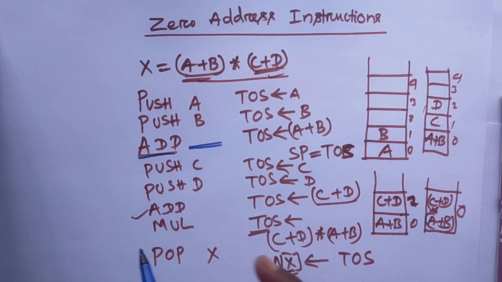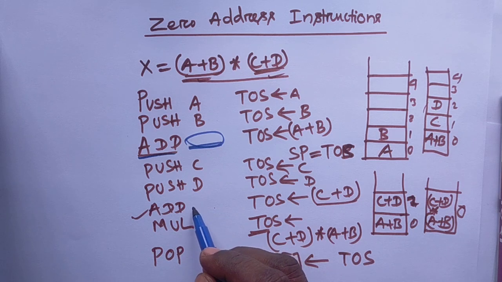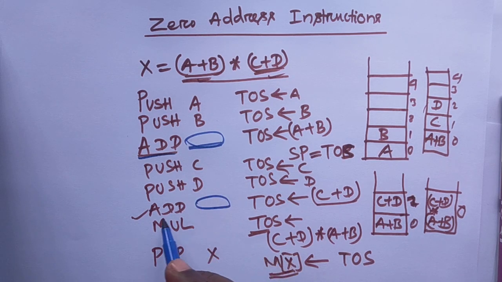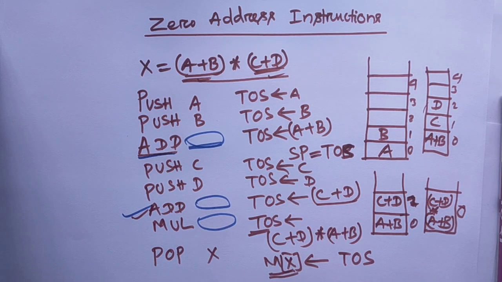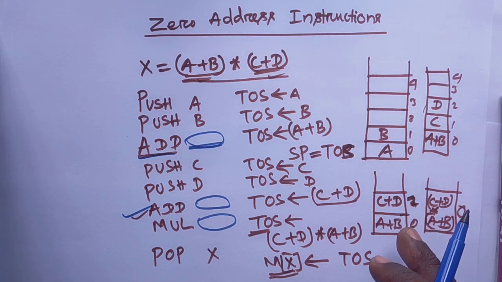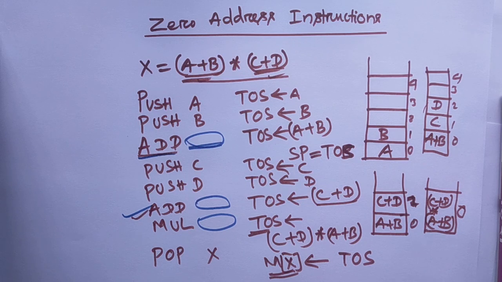There is no variable defined here. Similarly for push c and d, there is no variable. Similarly for multiplication, there is no variable here. For that reason it is a zero address instruction. They only operate on the top two operands, whatever operation is required, maybe addition, maybe subtraction, just operate on two operands, then store the result in the top position of the stack.